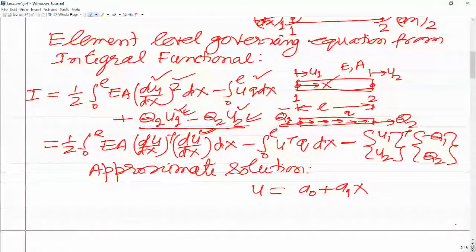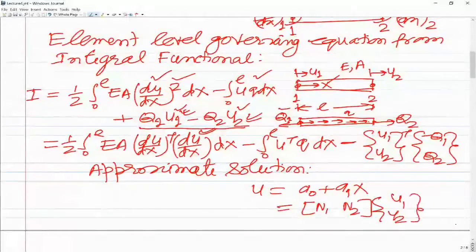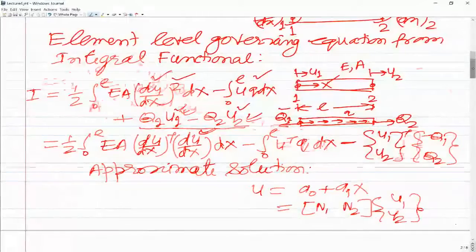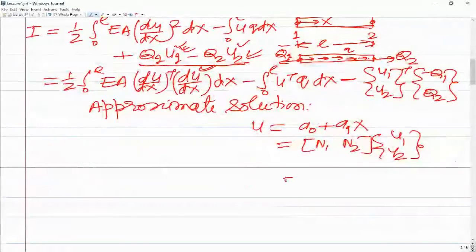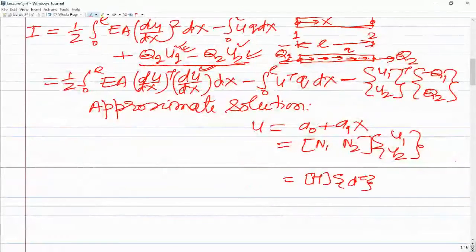And then, as done in the last class, we express a0 a1 in terms of u1 u2, and then write this in terms of the interpolation functions or shape functions. So we have already seen that this is N1 N2 into u1 u2. We can write it like this. Now we also write this as H into de. We have already defined N1 N2, and this is de.